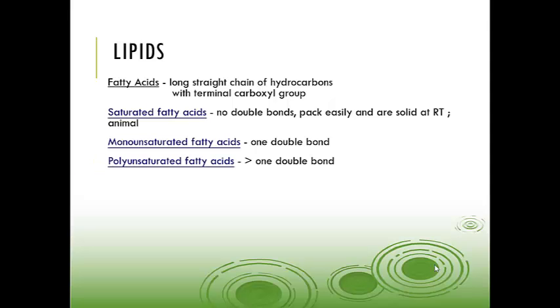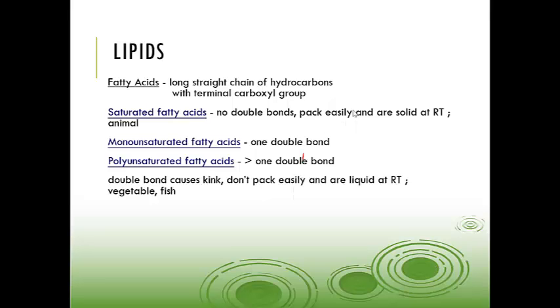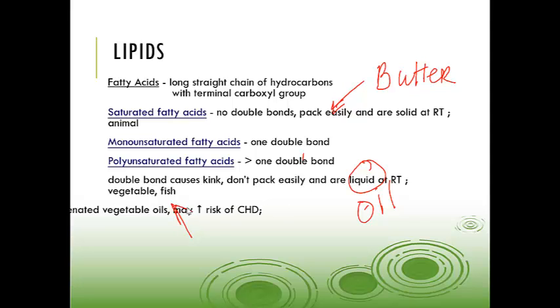Monounsaturated has 1 double bond. Polyunsaturated has greater than 1 double bond. A double bond causes a kink. So that kink, as opposed to where you're saturated, which are your fatty acids, which can pack right up tightly. Here, your butter. Okay. This polyunsaturated, they don't pack up. So that's your liquid. That is oil. And these are common in vegetables and fish.